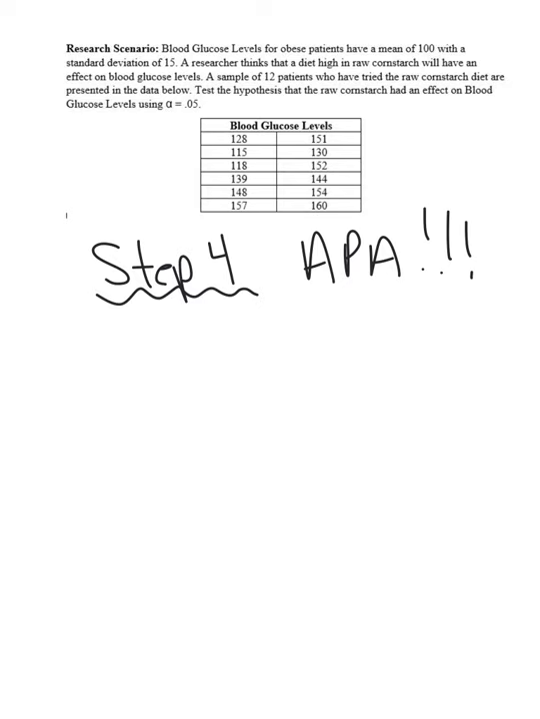So since we found significance, we can just regurgitate our alternative hypothesis. And that's kind of my standard. If I find significance, I regurgitate the alternative and turn it into past tense. If I don't find significance, I regurgitate my null and turn it into past tense, and then include the statistic information in the right format.